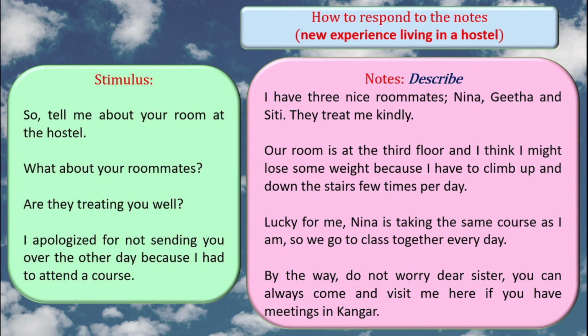By the way, do not worry, dear sister. You can always come and visit me here if you have meetings in Kanga. You can see here, Nina, Gita and Siti are optional. If you would like to describe your friends, it is optional. Our room is at the 3rd floor because Amira is asking, what about your room? What about your roommates? And are they treating you well? So you have to answer the question. And they treat me kindly. The last part, because Amira mentioned to Anissa that she apologized, Anissa mentioned, do not worry, you can always come and visit me.